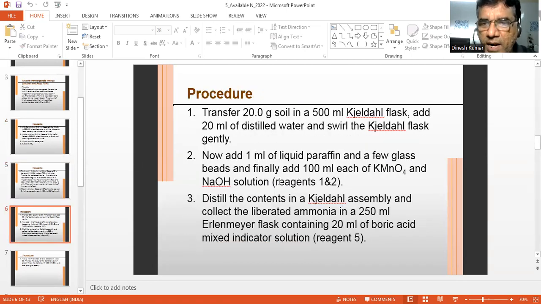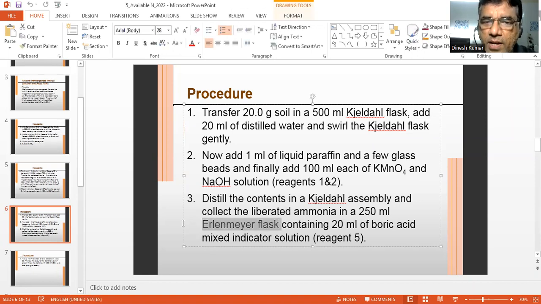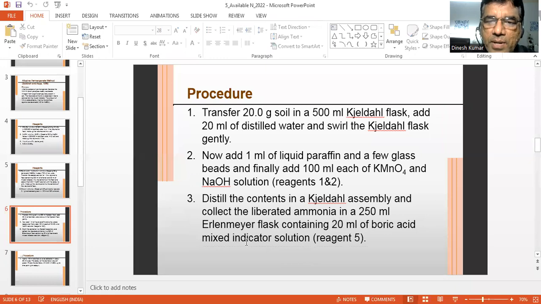Now, immediately after addition of NaOH and KMnO4, distill the content in the Kjeldahl assembly and collect the liberated ammonia in a 250 ml Erlenmeyer flask. This is a conical flask. A simple conical flask is also called an Erlenmeyer flask, containing 20 ml of boric acid. So here also you take 20 ml of boric acid with mixed indicator solution, reagent number 5.